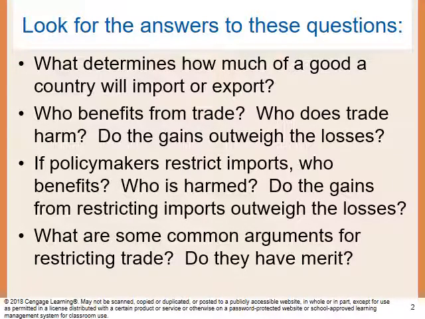And finally we will discuss some arguments for restricting trade. There are some arguments that say trade is not beneficial for a country, and we will see how economics plays a role, and what the counterarguments are related to these arguments.